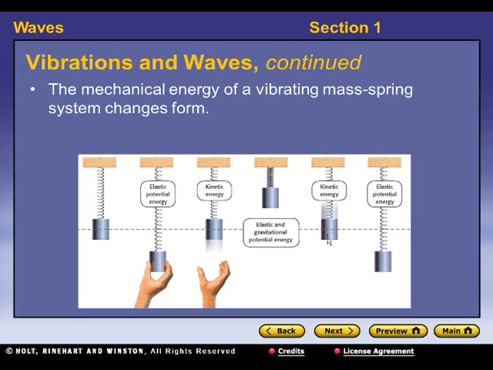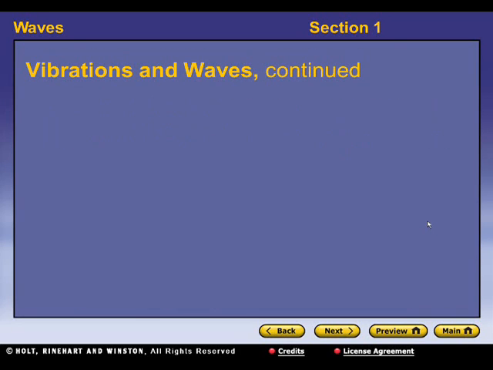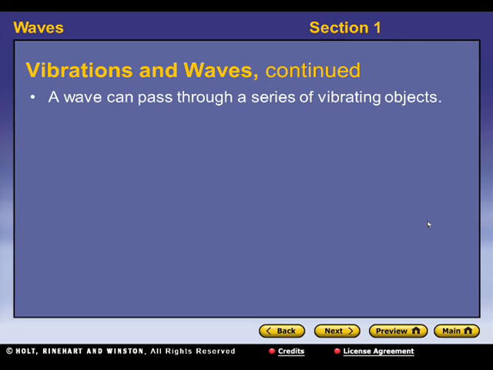It accelerates, it gains more kinetic energy. As it passes the equilibrium point, it slows down, and as it's slowing down, it's gaining elastic potential energy again, and the process will repeat itself. And if you'll notice, this starts to form a wave-like pattern because of its oscillations or its vibrations. This type of vibration is called simple harmonic motion.